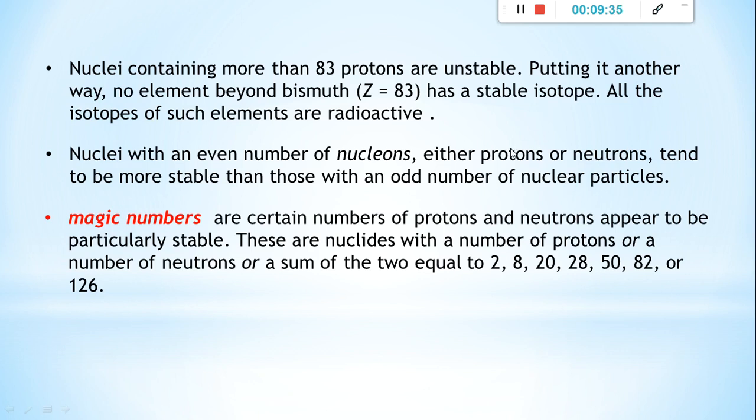And lastly, magic numbers. These are certain numbers of protons and neutrons that appear to be particularly stable. These are nuclides with a number of protons or a number of neutrons or a sum of the two equal to 2, 8, 20, 28, 50, 82, or 126.